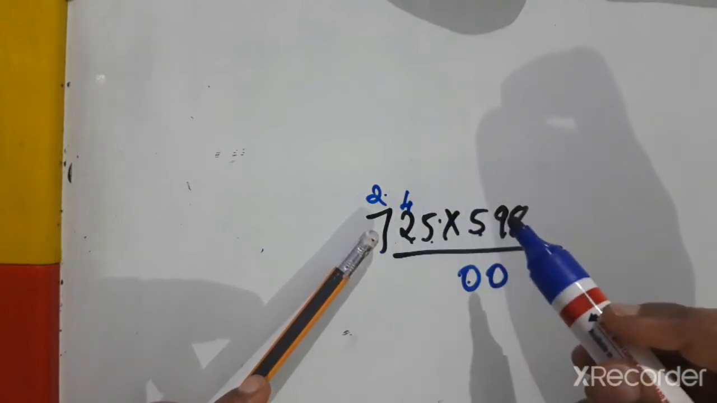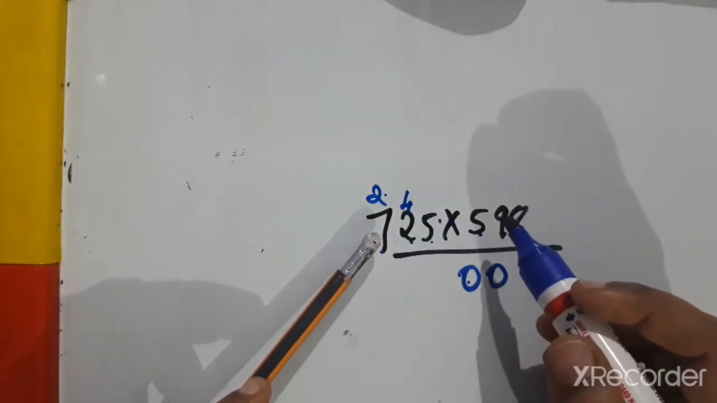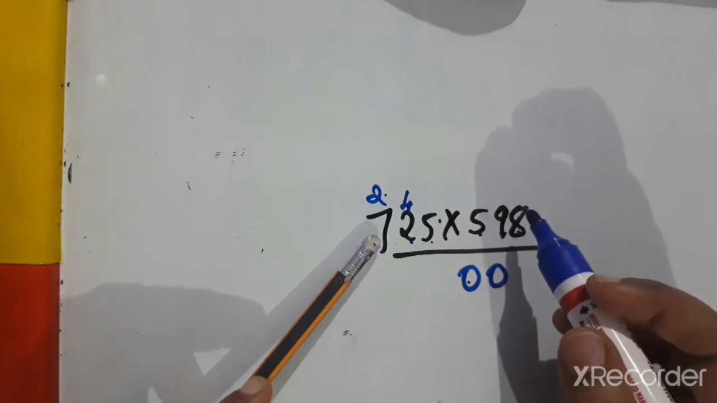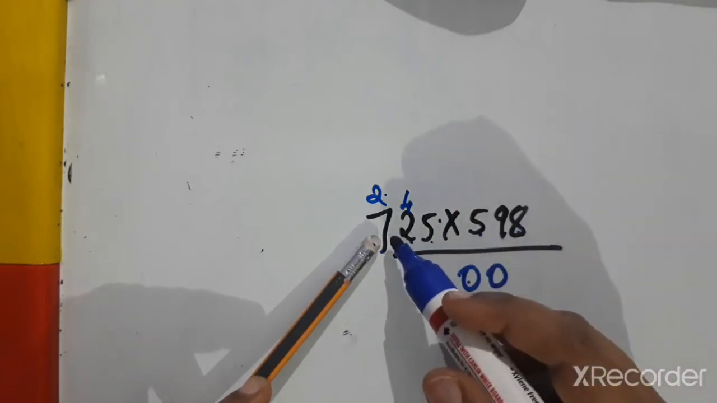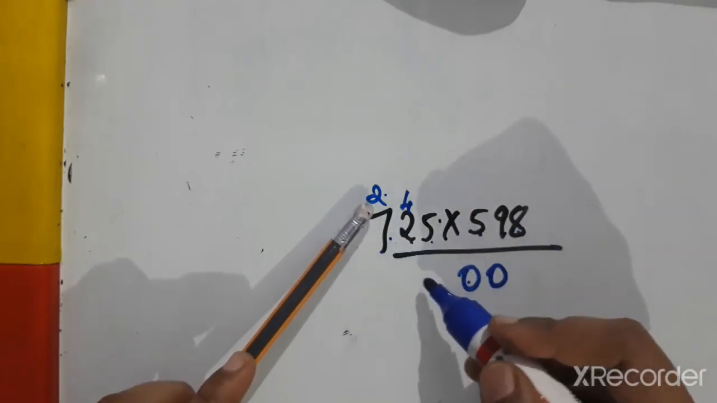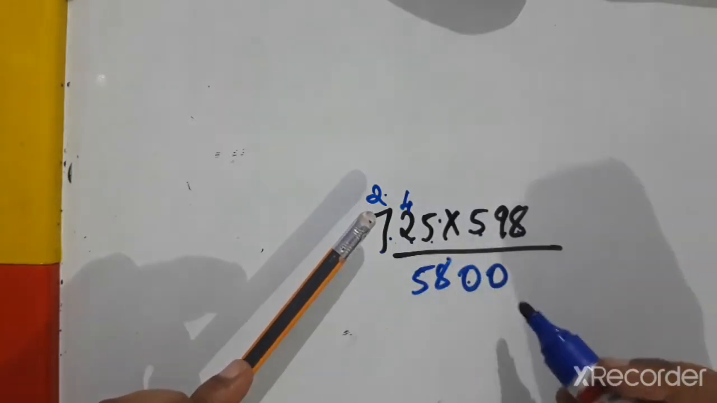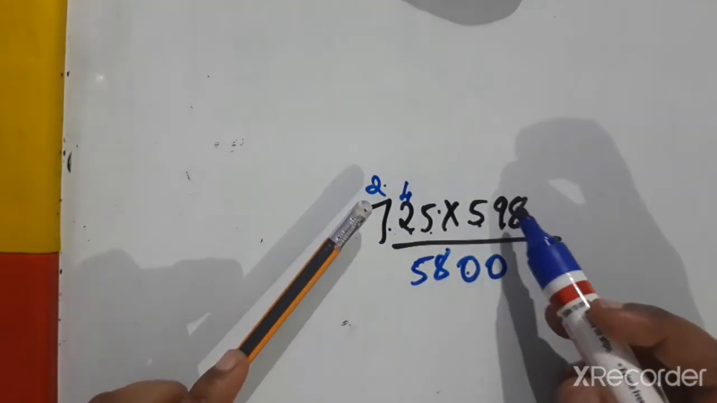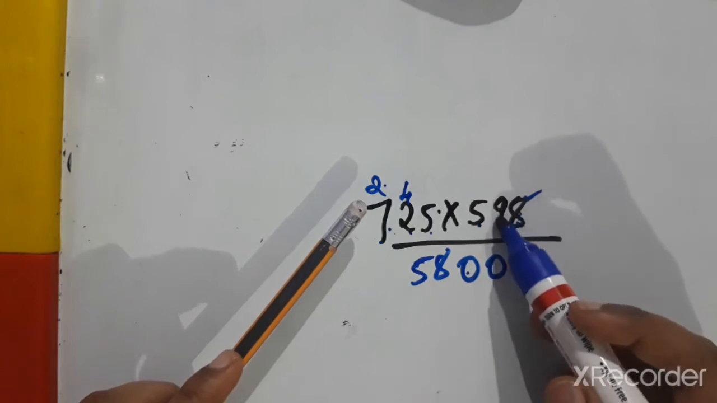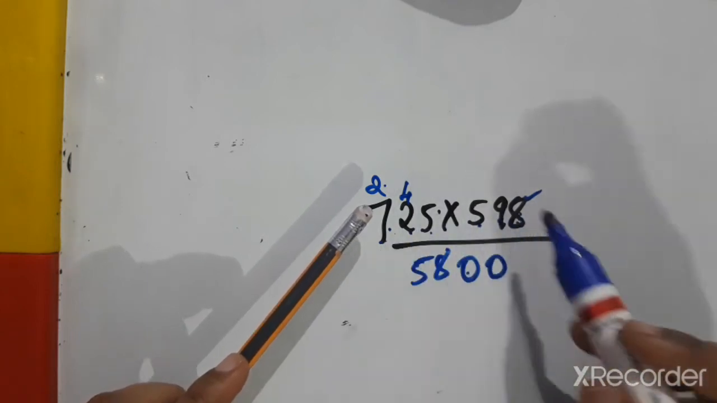8 7s are 56. 56 plus 2 is 58. Now first number multiplication is over. Now second line, 9 with each number we have to multiply.